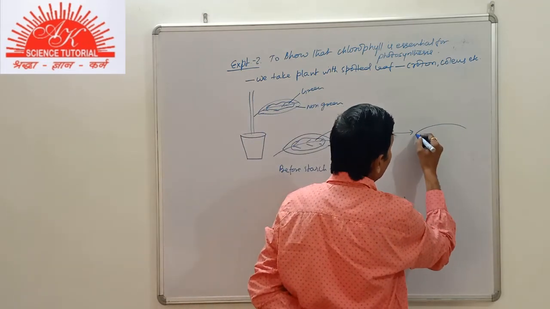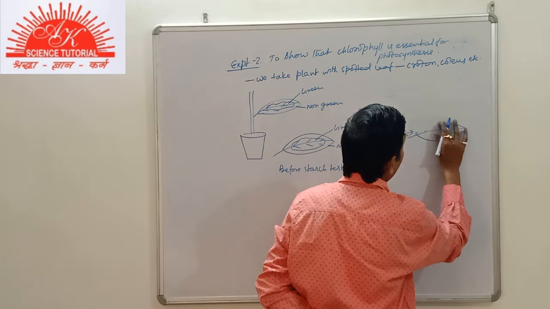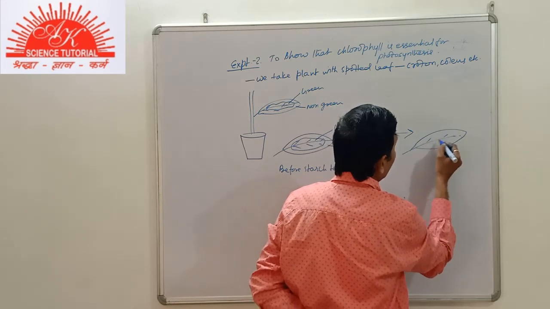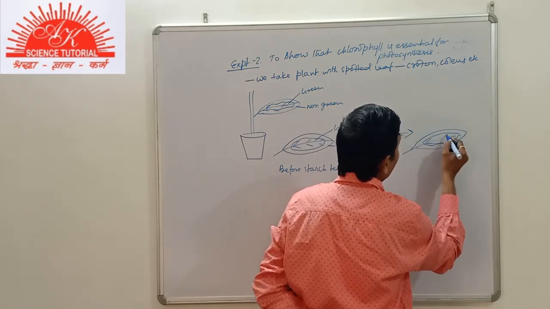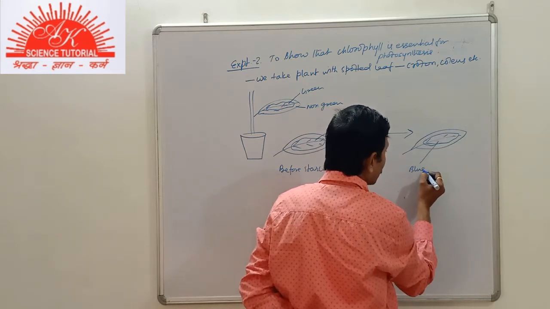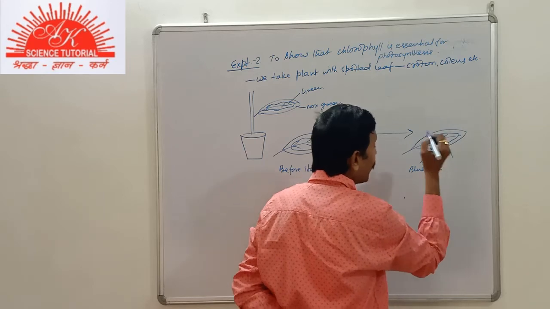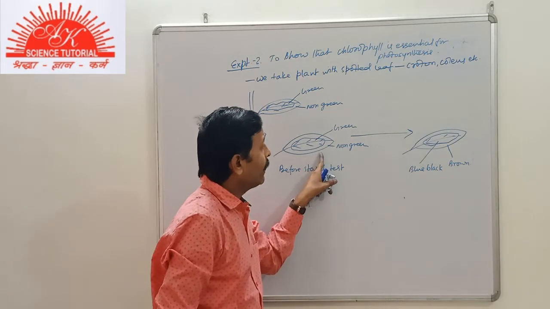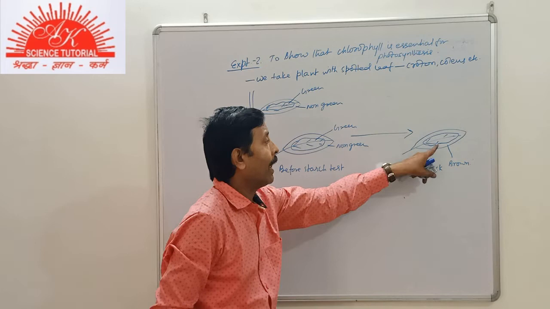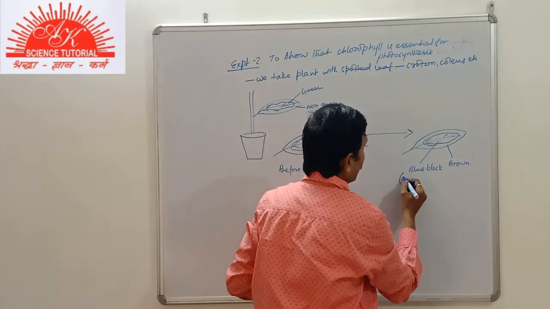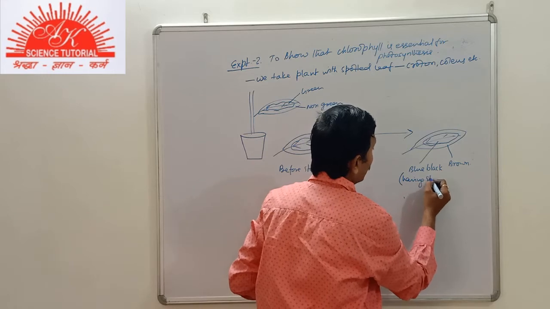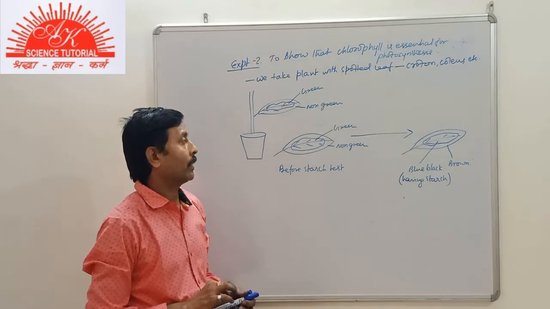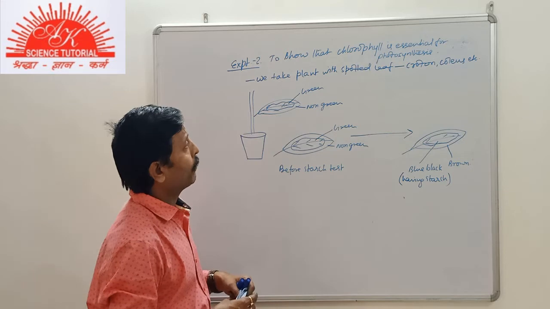We'll observe that the part of the leaf which was initially green turned blue-black, and the part which was non-green turns brown. This shows that the green part of the leaf only performed photosynthesis and has starch. This shows that chlorophyll is essential for photosynthesis. Now, this is the second experiment.